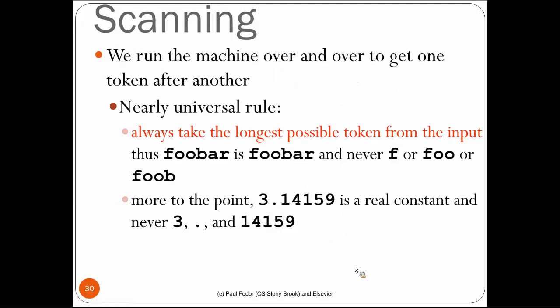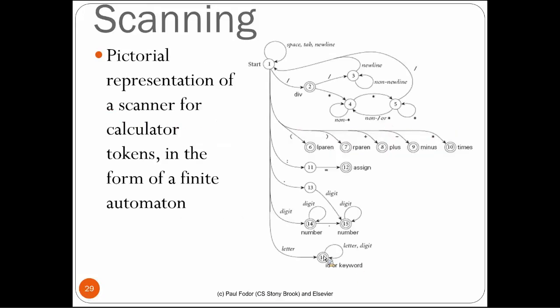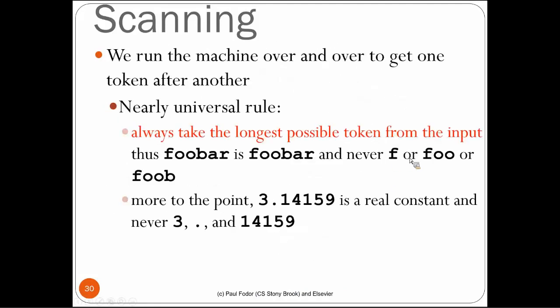So we run this machine over and over again, and we get one token after another. The general rule is that we always take the longest possible token for the input. So for instance, if the string in the input is foobar, we actually want to parse all of it. We don't want to stop, like a regular expression might, after f or after foo. Not after f, not foo, not foob. We return the entire token that can be parsed.